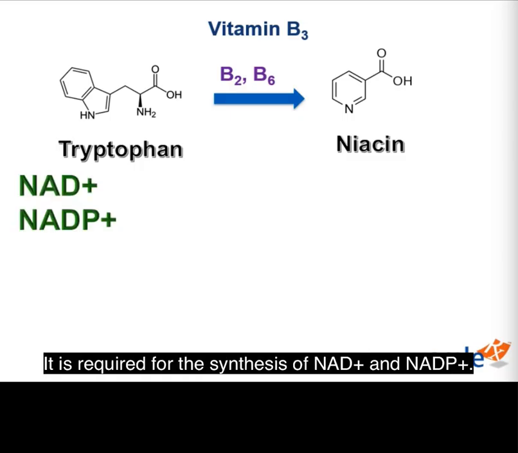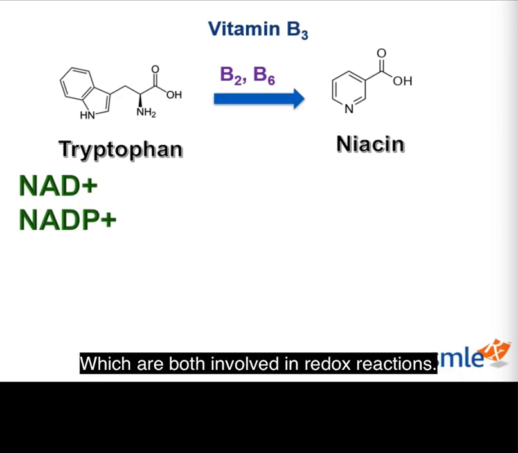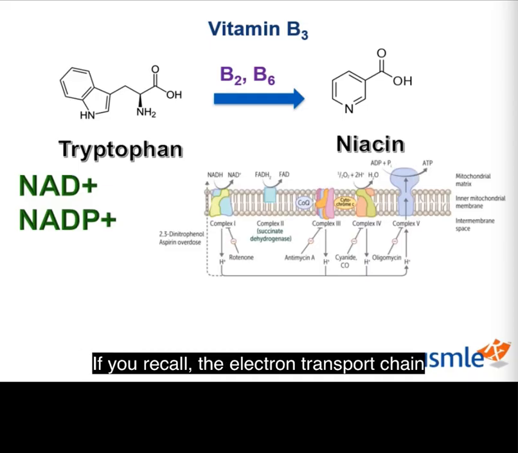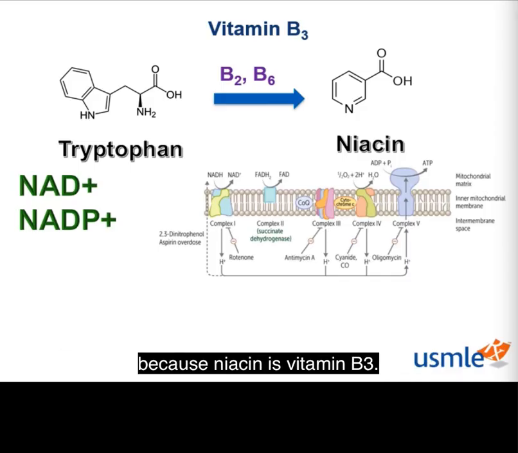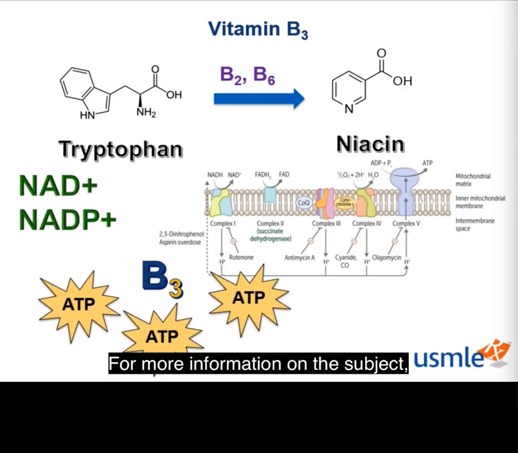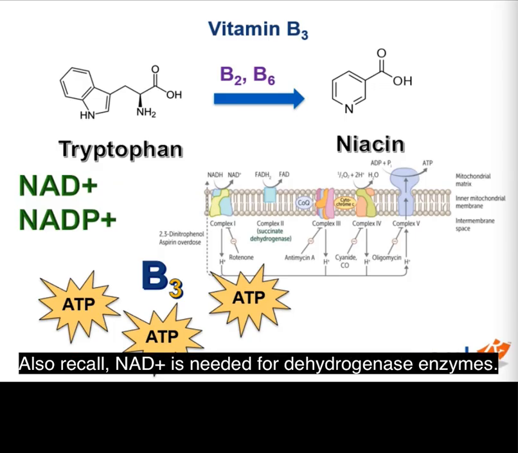It is required for the synthesis of NAD+ and NADP+, which are both involved in redox reactions. NADH is required for electron transport. If you recall, the electron transport chain located in the mitochondria produces an electrochemical proton gradient that drives the synthesis of 3 ATP molecules. You can remember the number 3 because niacin is vitamin B3. For more information on the subject, check out our video on electron transport chain and oxidative phosphorylation. Also recall, NAD+ is needed for dehydrogenase enzymes.